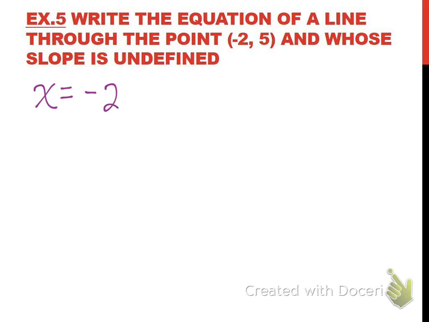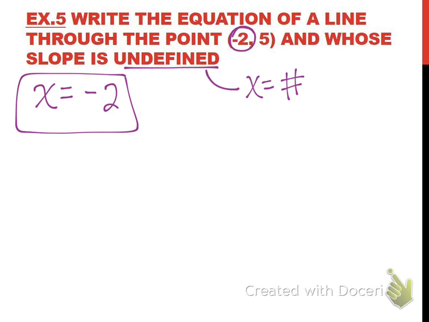Negative 2. Done. So you need to remember that undefined lines are going to have a form x equals some number. Not a hashtag, but a number. And then if they gave you an x coordinate, you need to use it. So x equals negative 2 is our answer.